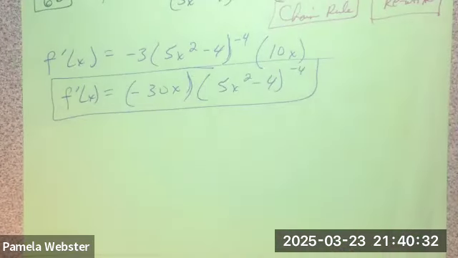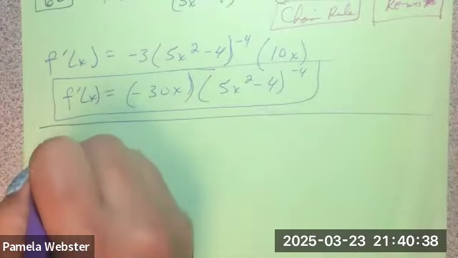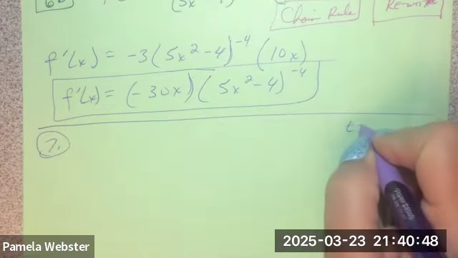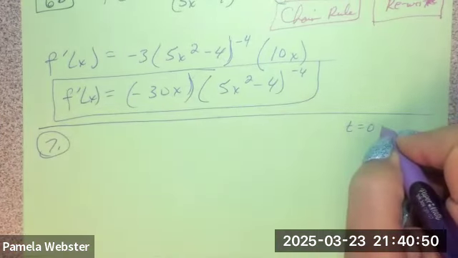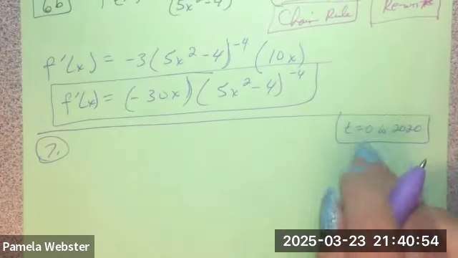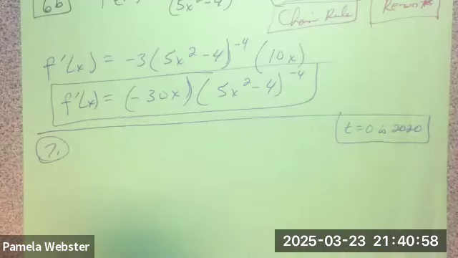Okay, number 7. According to a study conducted in 2023, the number of US jobs that are projected to leave the country by year T, where T equals 0 corresponds with 2020. I think we're going to need that information, so I'm just writing it off to the side. T equals 0 is 2020.